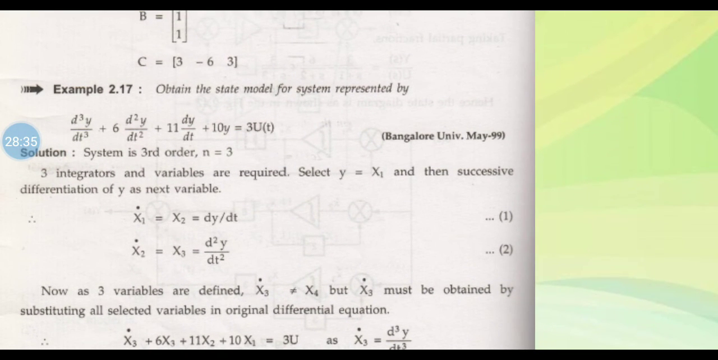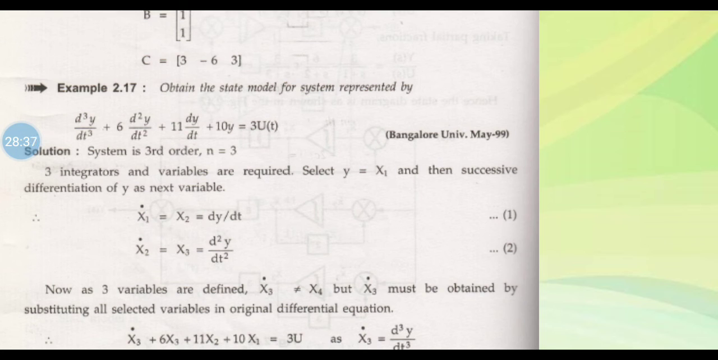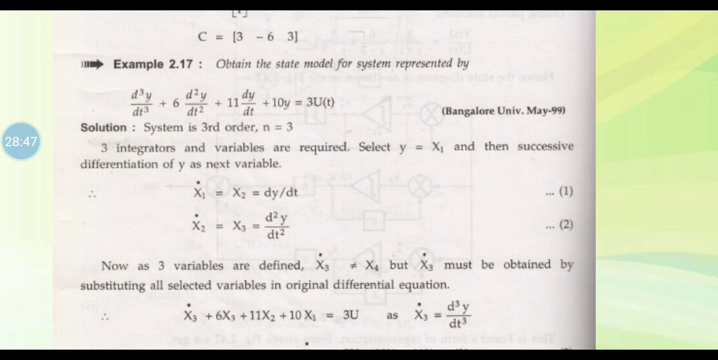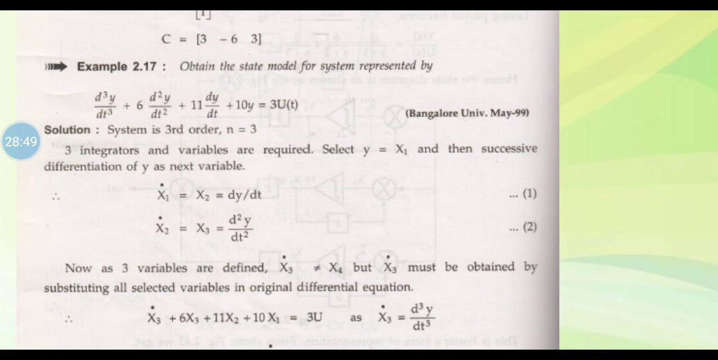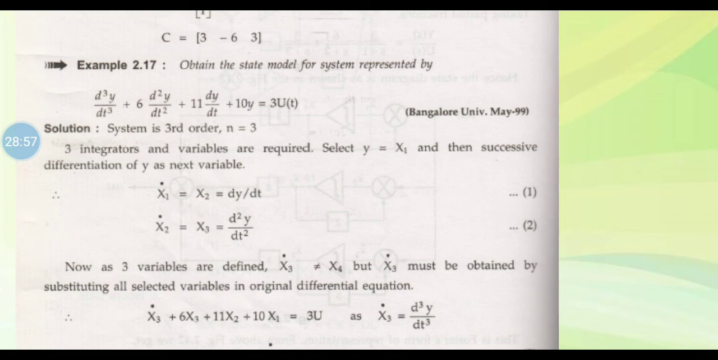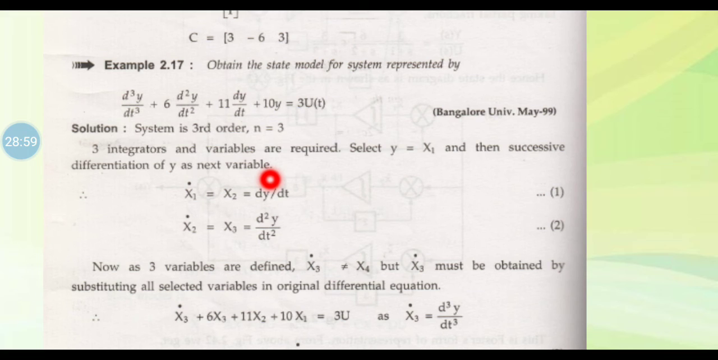Obtain the state model for the system represented by d cube y by dt cube plus 6 d square y by dt square plus 11 dy by dt plus 10 y is equal to 3 u of t. As the highest order is 3, the system is of third order, n is equal to 3. Three integrators and variables are required. Select y is equal to x1 and then successive differentiation of y as the next variables. So x1 dot is equal to x2 is equal to dy by dt.